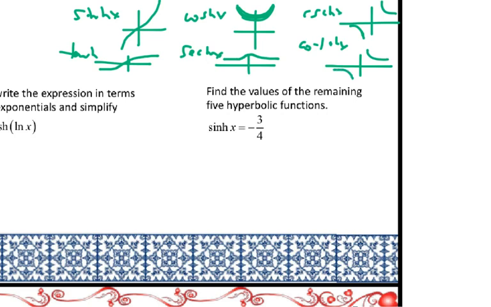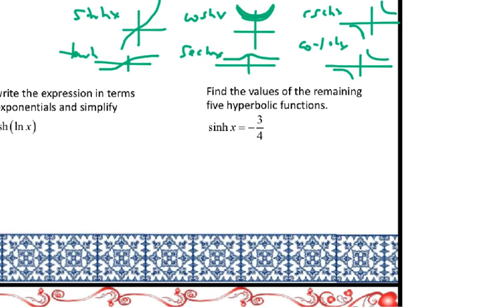So why do we need to know these? Well, let's look at what they want us to do. They want us to find the values of the remaining 5 hyperbolic functions. We can't find them like we did with regular trig functions. We can't use the triangle and calculate them that way. There's really one way to do this, and we're going to have to use a particular identity: cosh squared minus sinh squared equals 1.